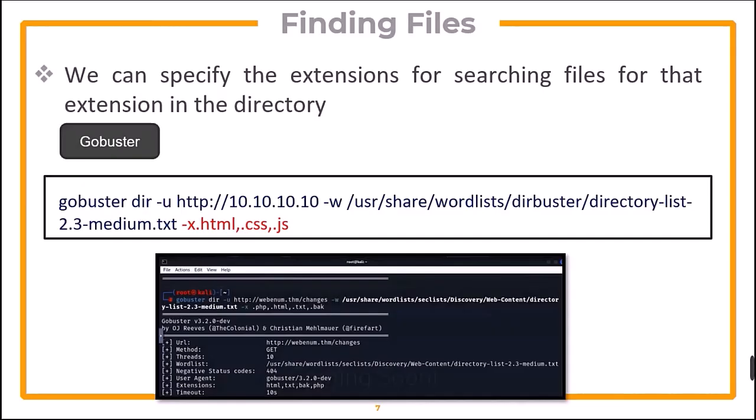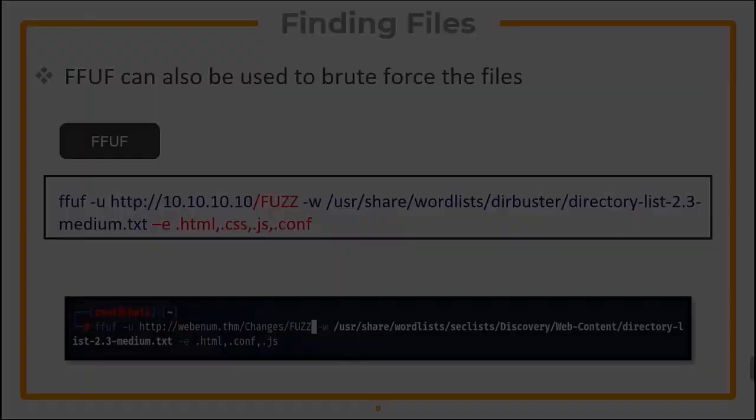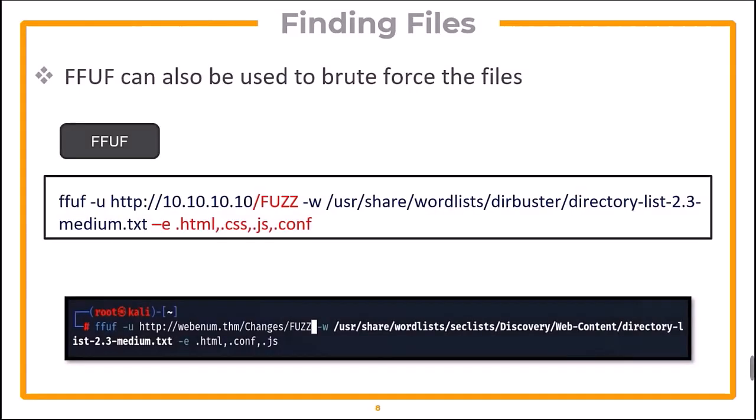For finding files, we can specify the extensions for searching files with that extension in the specific directory. In Gobuster, you can specify the extensions with the -x flag and list the extensions with commas in between. FFUF can also be used to brute force the files. Extensions are specified with the -e flag.